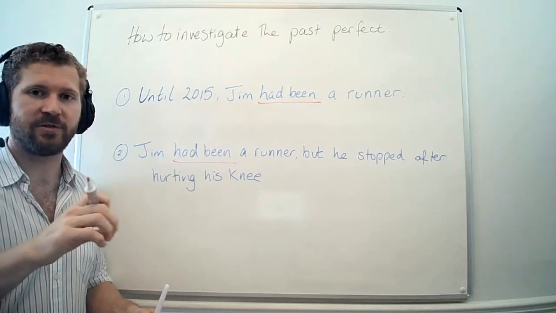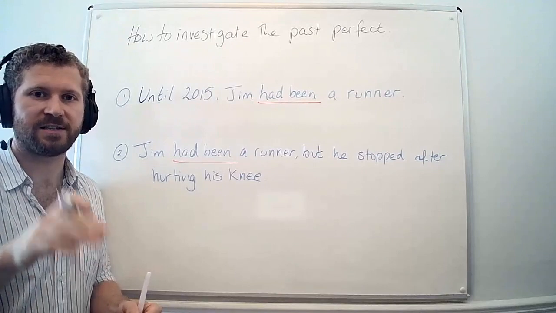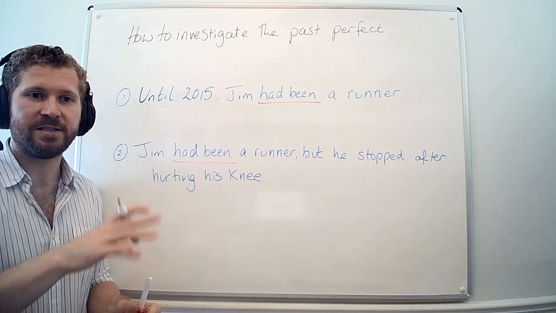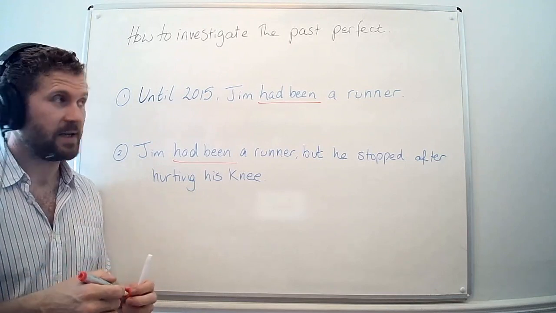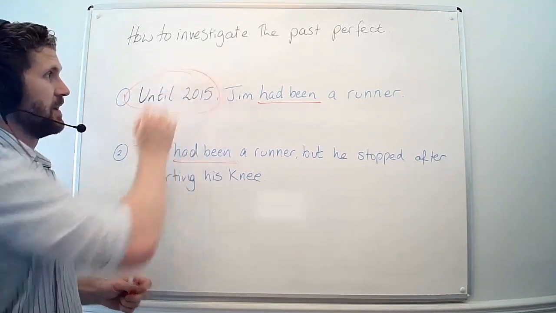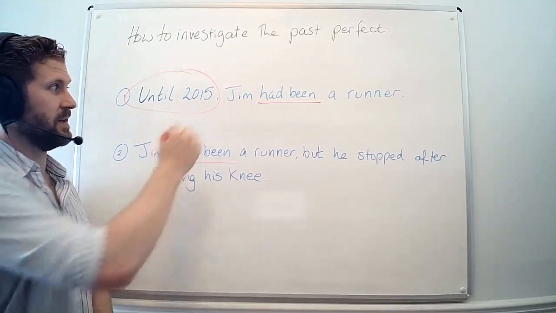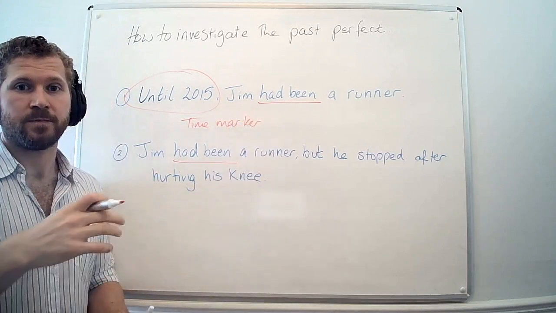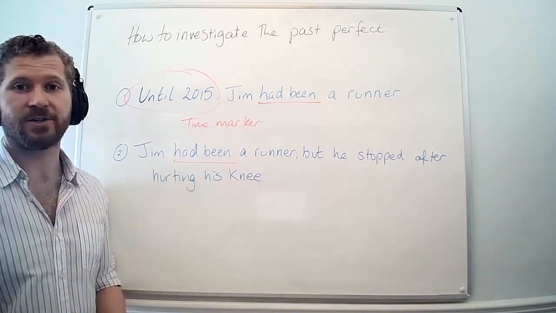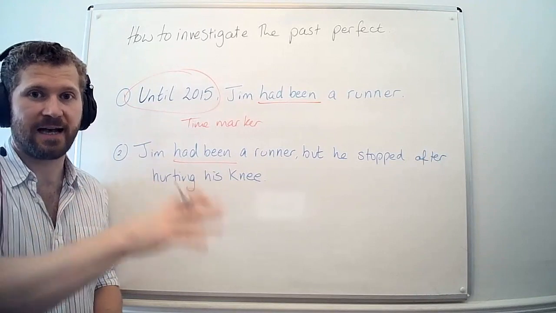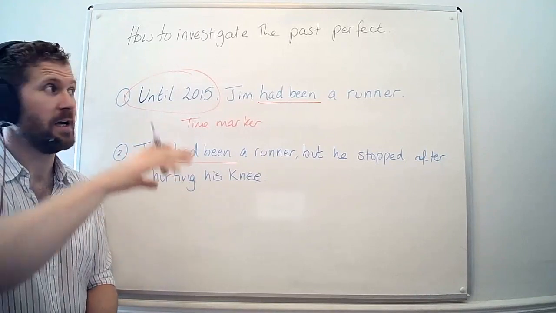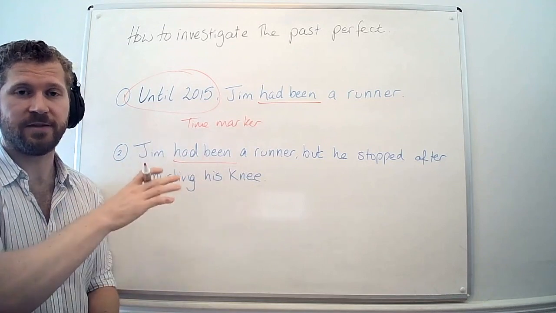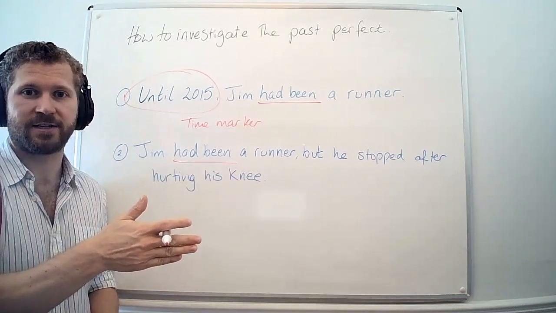As I said before, the past perfect indicates an action that started in the past and stopped at some other point also in the past. So we need something to stop this action. In this first sentence, I've got this, until 2015. So I've got this time marker. This time marker is going to stop the action of Jim being a runner. He had been a runner until 2015. Before 2015, he was a runner. We've got this action going on in the past, and then 2015 comes along, the action stops.